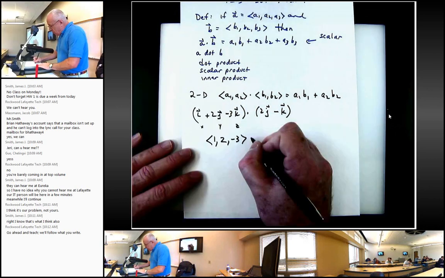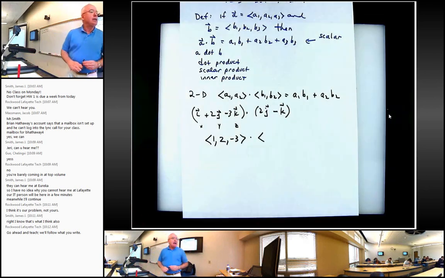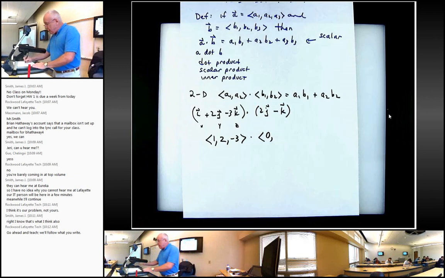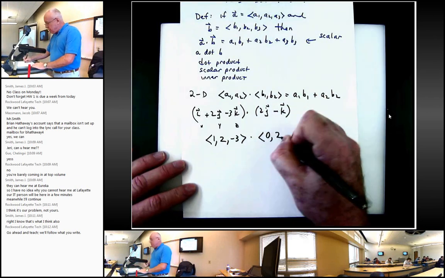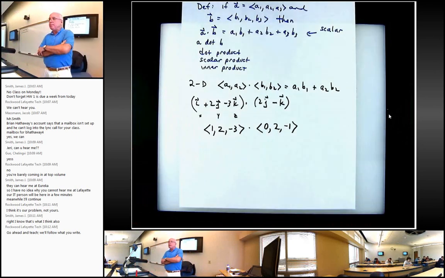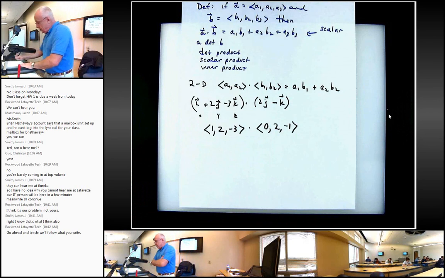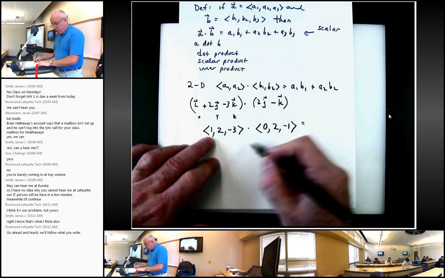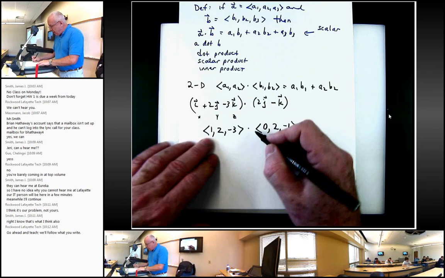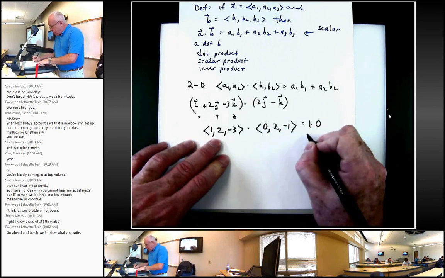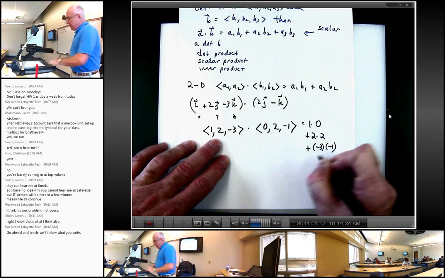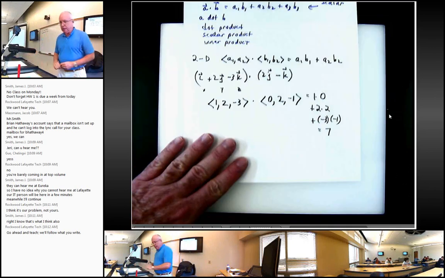And then, of course, the second one, notice we do not have an i here, so my i component is 0. My j is a 2, so that's my y component, and my z component is minus 1. So what I'm really doing here is a dot product of these 2 vectors. We just multiply the corresponding components. So we have 1 times 0 plus 2 times 2 plus minus 3 times minus 1, and we end up with 7 as our dot product.